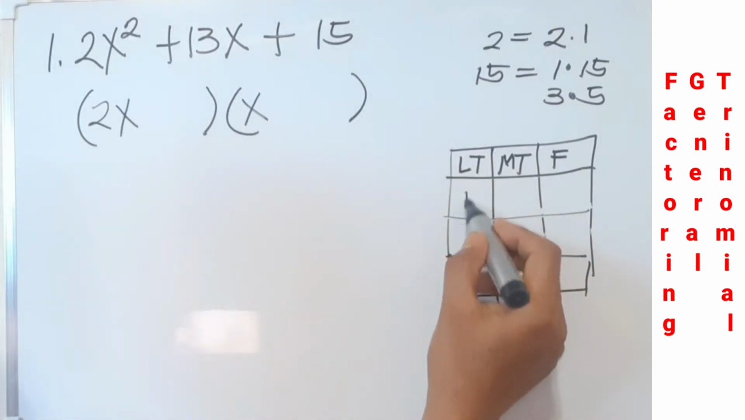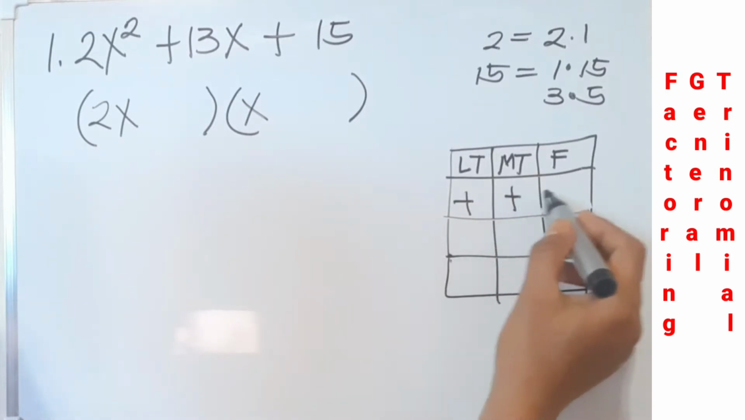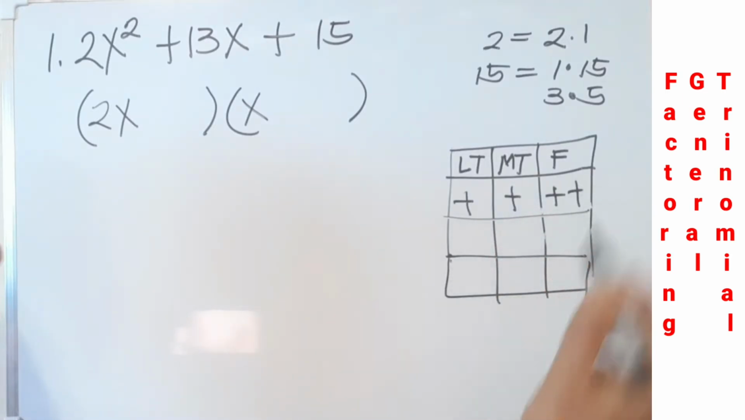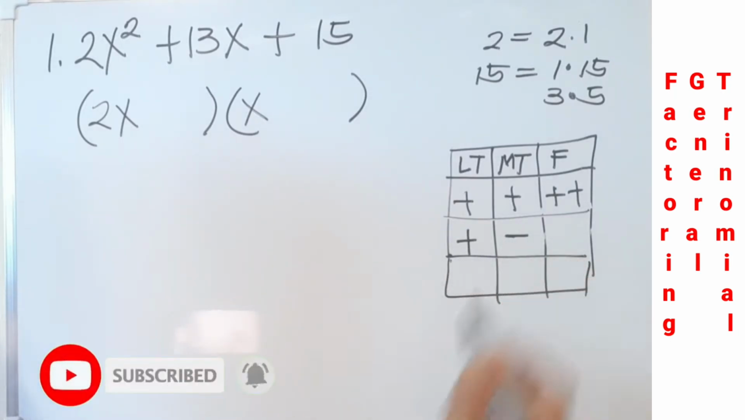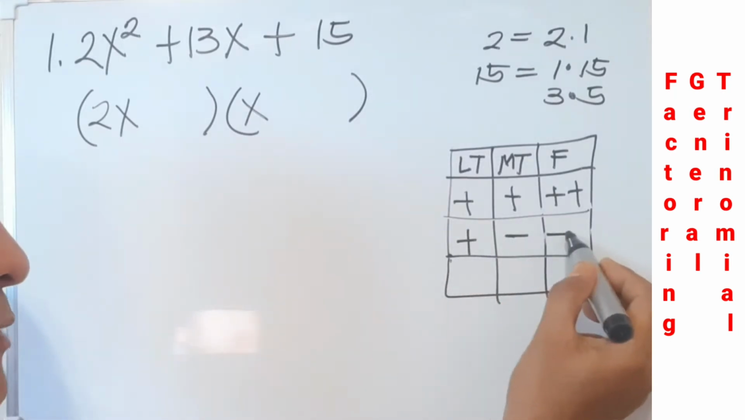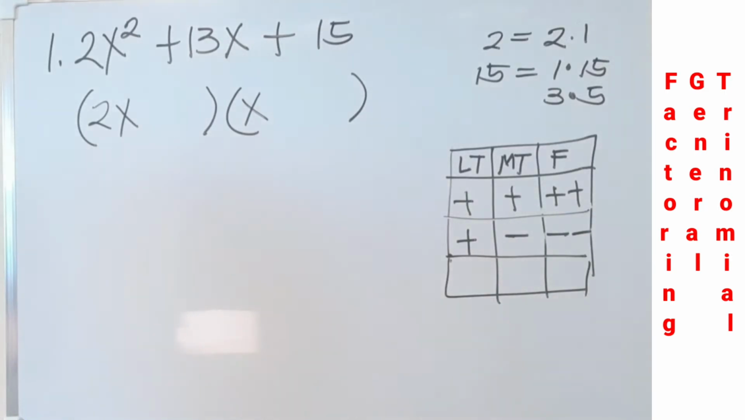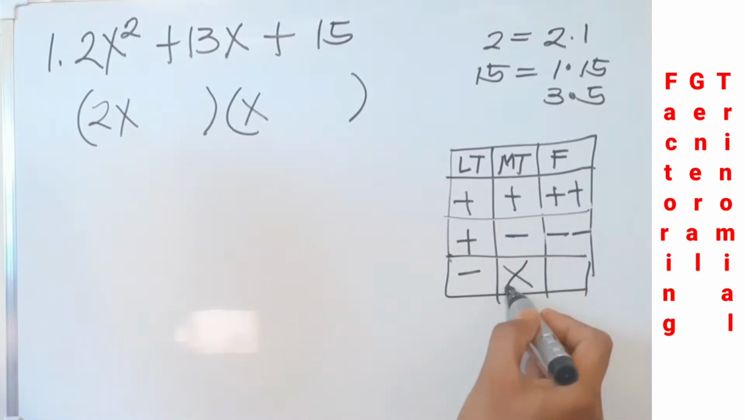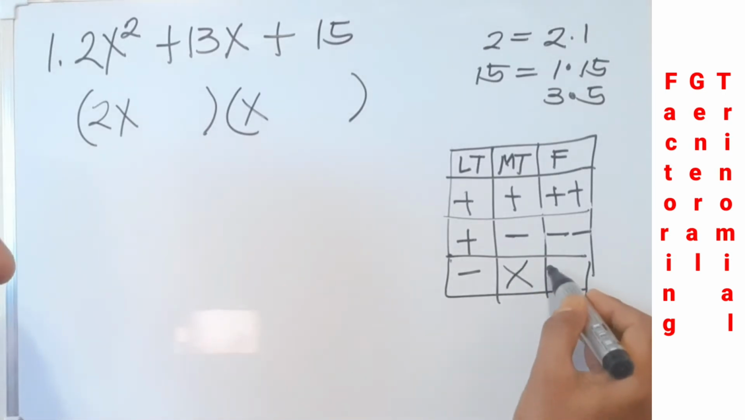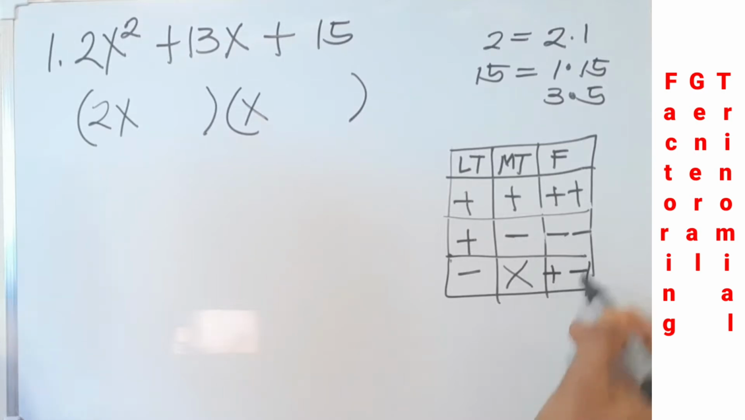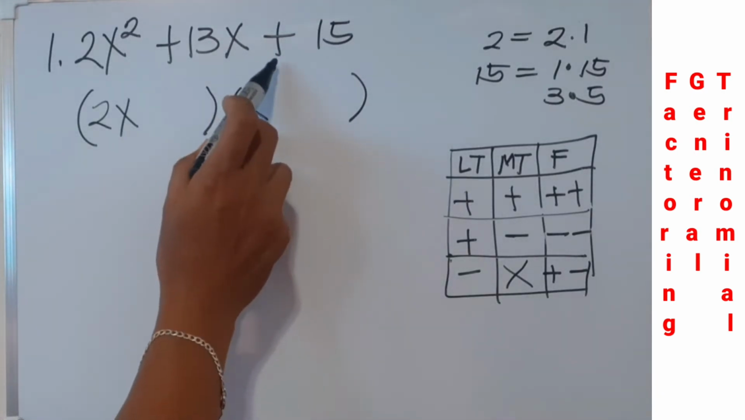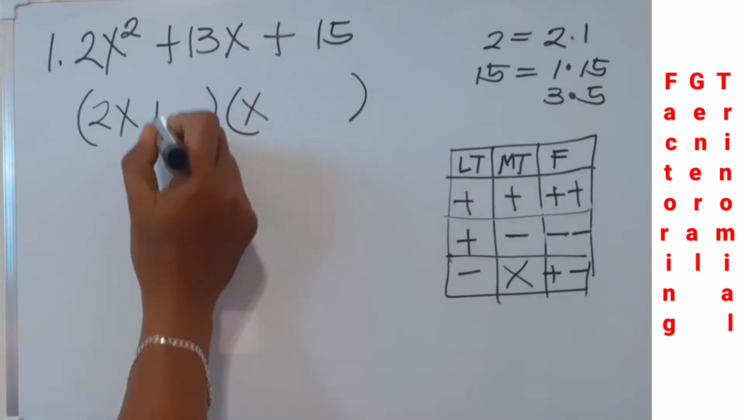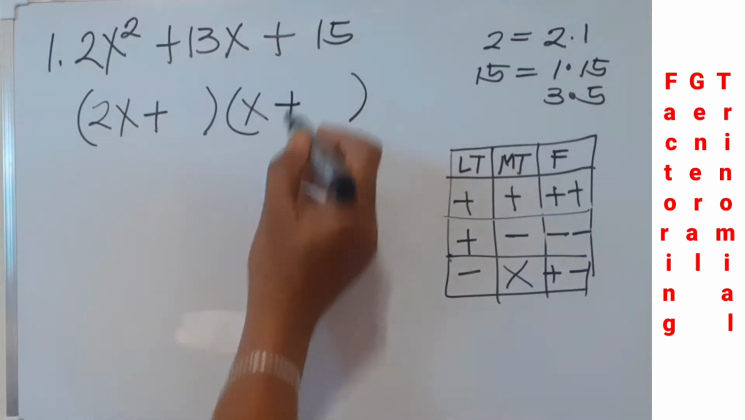If the last term is positive, the middle term is positive, the sign of the two factors are both positive. If the last term is positive, the middle term is negative, the sign of the factors are both negative. And if the last term is negative, do not consider the middle term. Automatic, the sign is positive and negative. And just because our last term is positive, the middle term is positive, we have plus and plus.